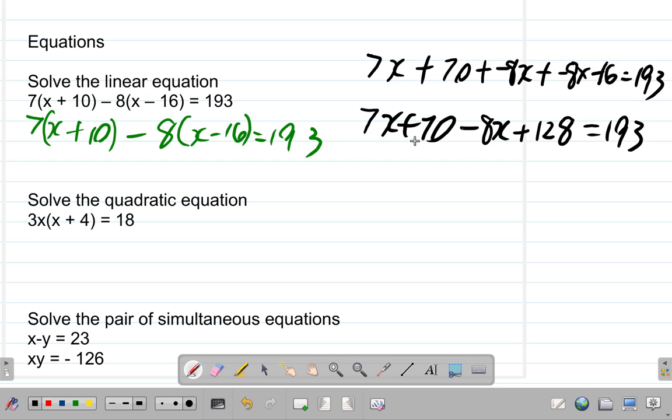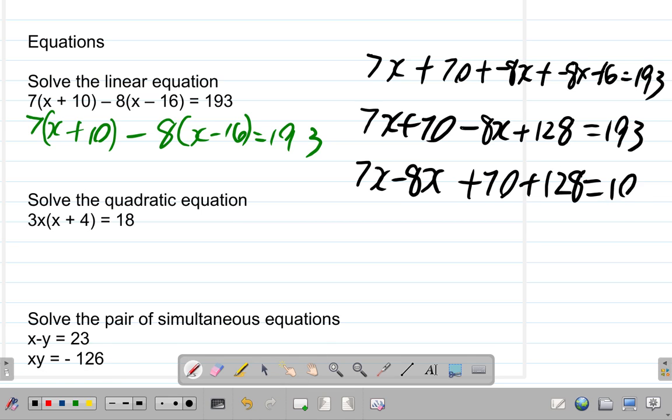Then here now, bring the x's beside each other: 7x minus 8x, and numbers to one side: plus 70 plus 128 equals 193. All right, we can just work it out. 7x minus 8x, 7 of anything minus 8 of it gives you a negative 1 of it, so it's negative x. What is 70 plus 128? It's 198.